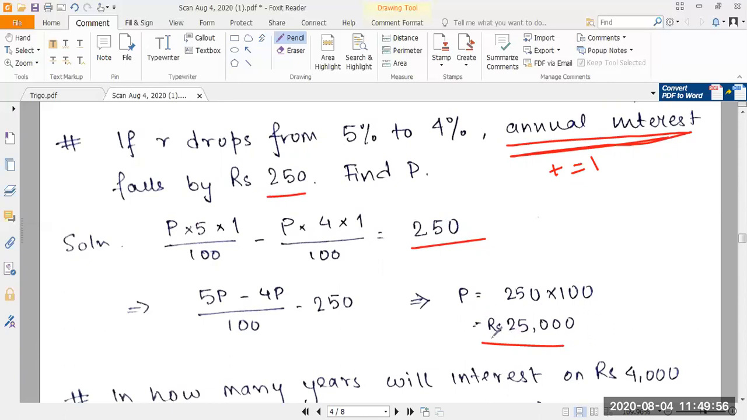So if my principal is 25,000 and my R drops from 5% to 4% per year, then every year I will get an interest which is 250 rupees less than the previous one. Had I invested my 25,000 rupees at a 5% rate of interest, the interest accrued would be higher, and if I invest rupees 25,000 at 4% per year, I will get rupees 250 less than the previous amount. So that's what this sum says.